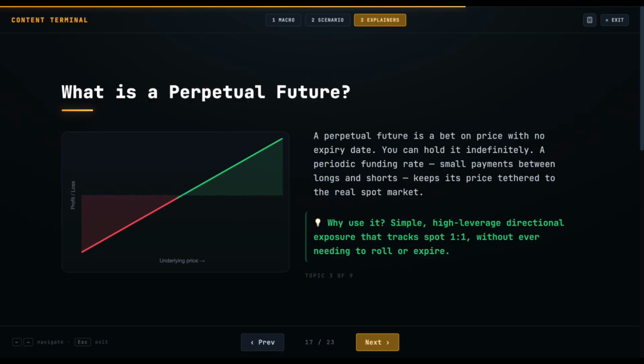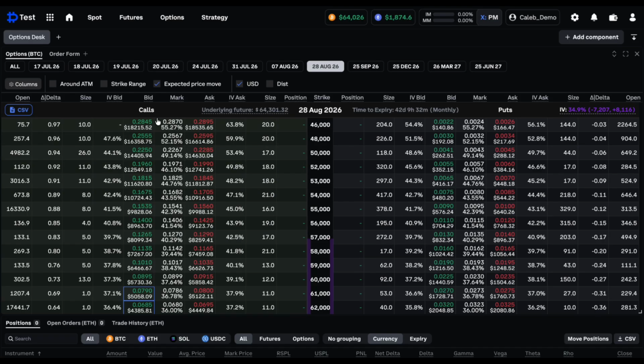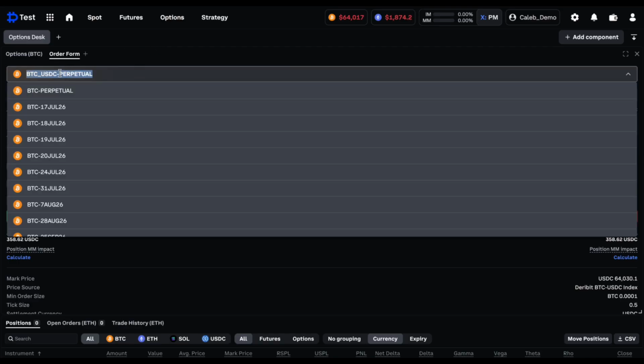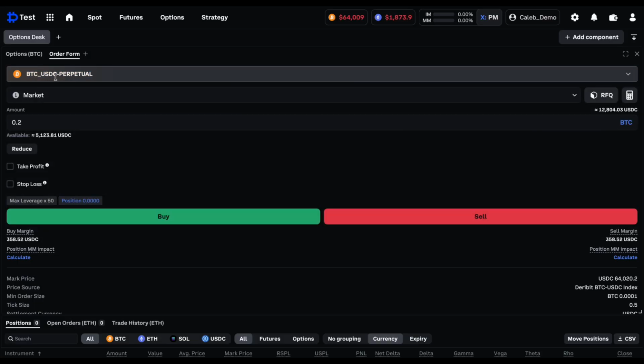Now let me show you quickly on Deribit how to open a perpetual contract. What you need to do is go to the order form. I'm not going to get into how to do it right now, maybe later. You need to open up an order form and then open up a BTC USDC perpetual contract, USDC so that you can get paid in dollars, in USD.